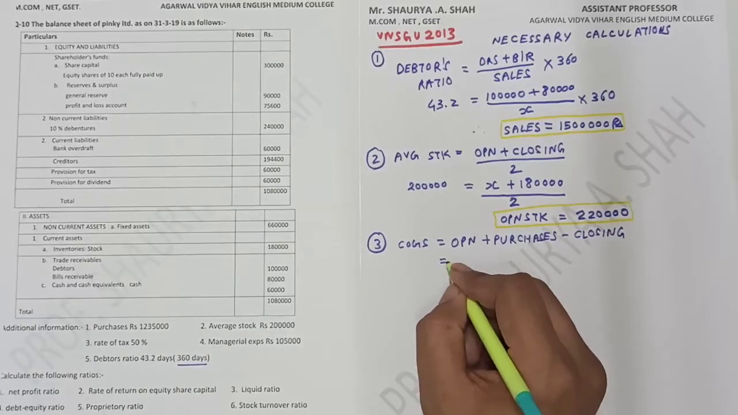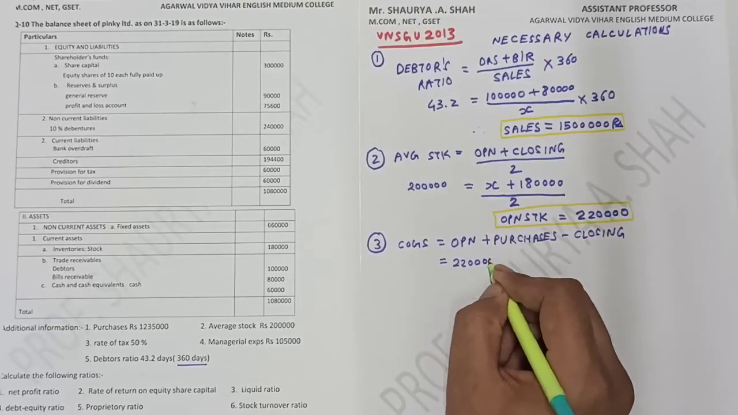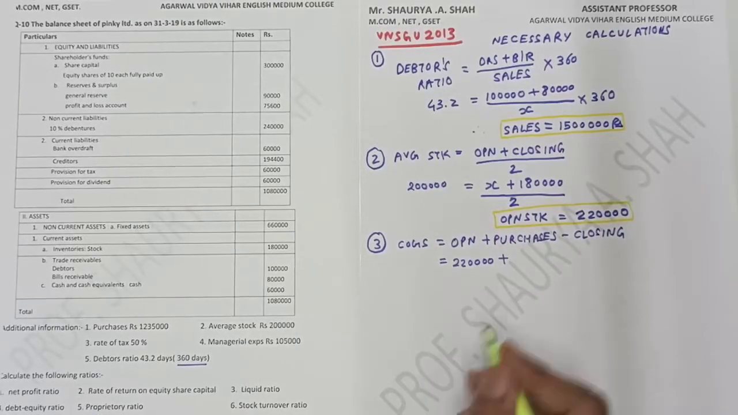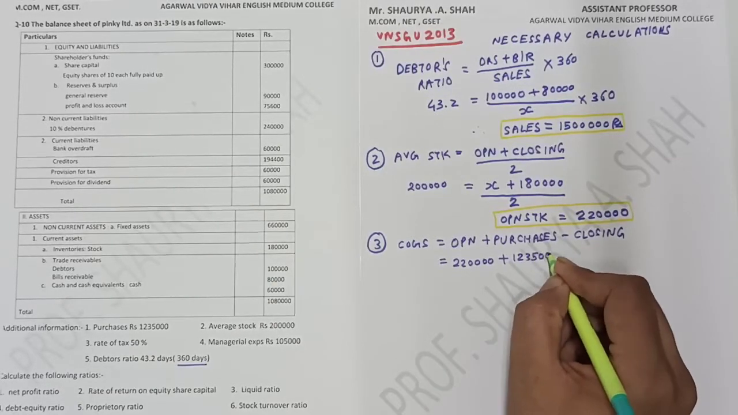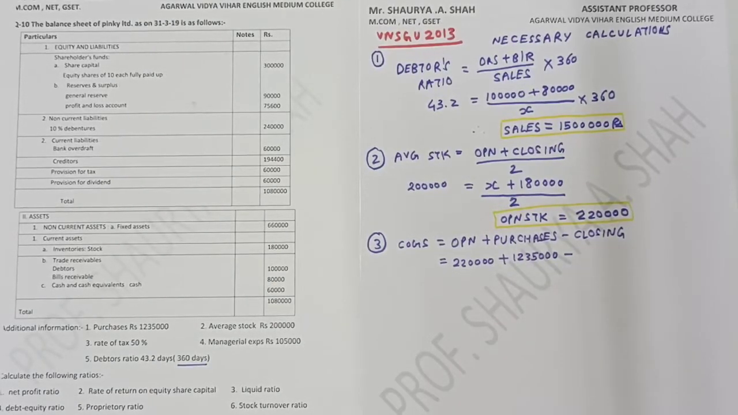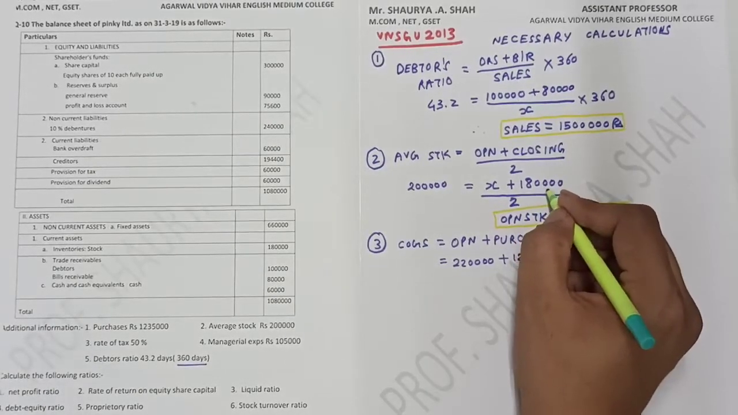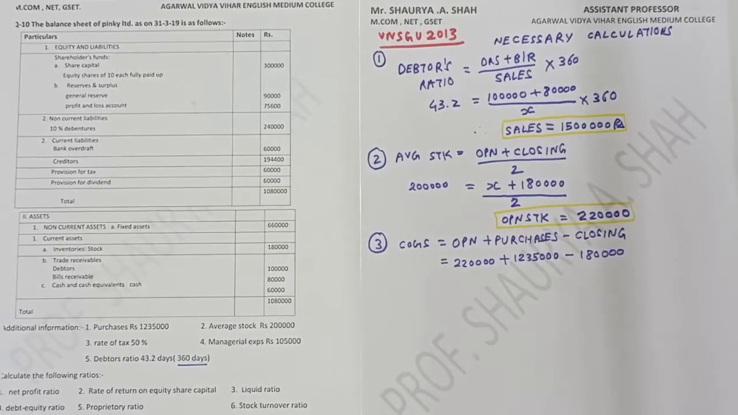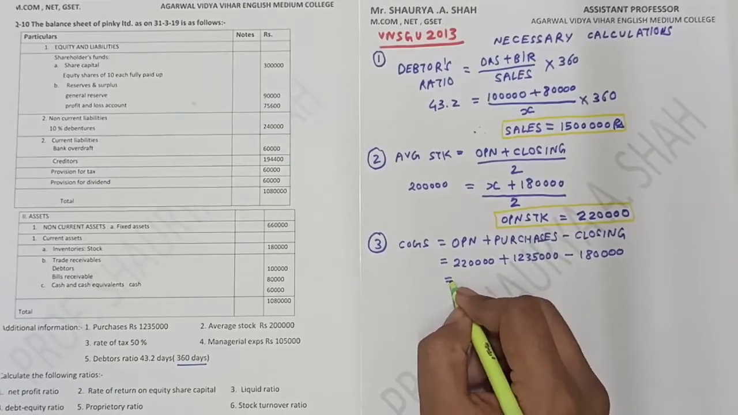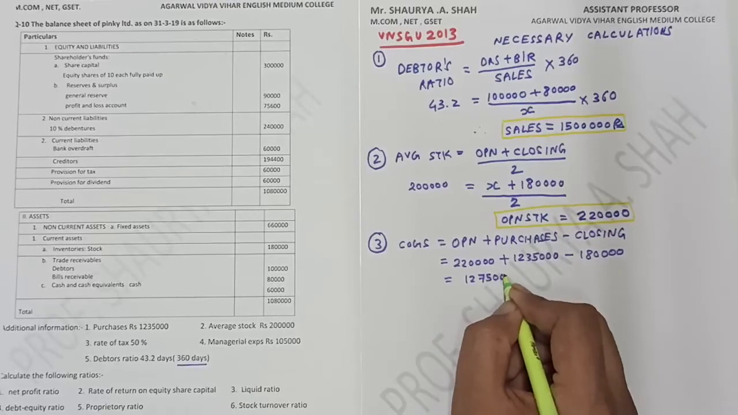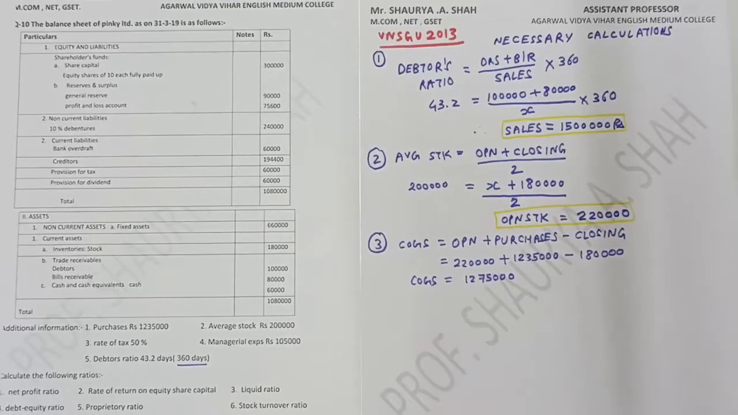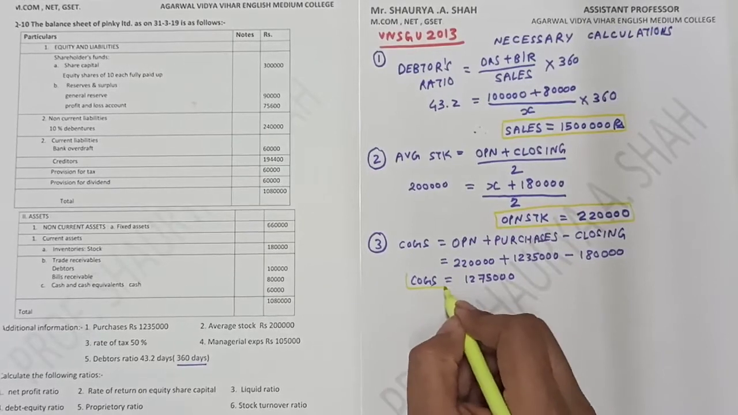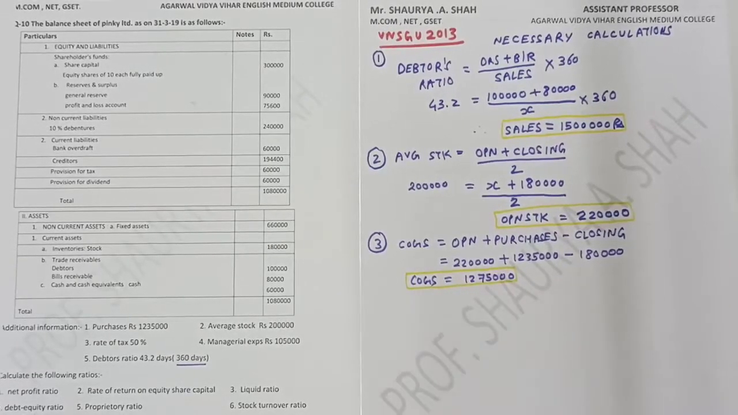I have all the values with me, students. Opening stock I found out in the previous equation. Purchases are given in the sum: 12,35,000 rupees, less closing stock. Closing stock again is given in the sum, 1,80,000, which we took in the last equation. So when you deduct this and add this, you will get the final answer of 12,75,000. 12,75,000 is the answer of COGS which I have found out, right? So the third important thing for the sum. Is it clear? I hope everyone is solving simultaneously with me.